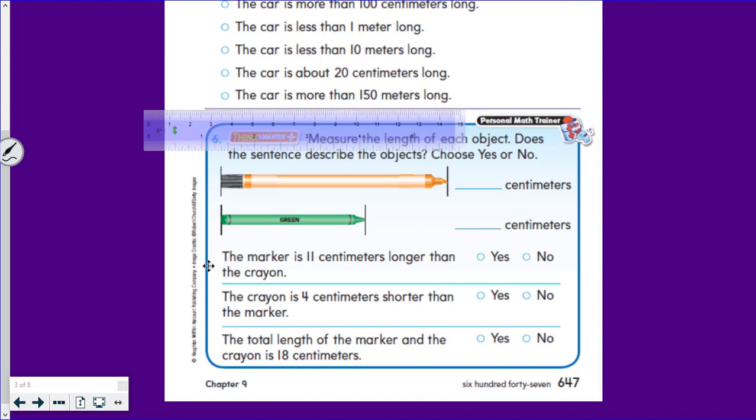Okay. Yes or no? The marker is 11 centimeters longer than the crayon. Yes or no? The crayon is 4 centimeters shorter than the marker. Yes or no? The total length of the marker and the crayon is 18 centimeters. Yes or no? All right, let's go to the next page.